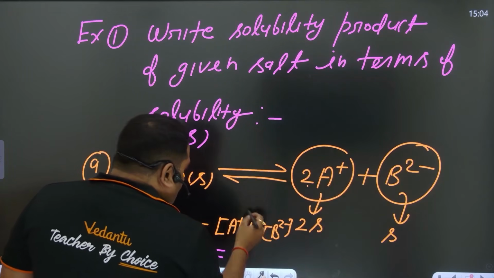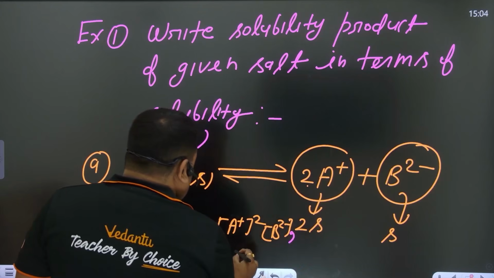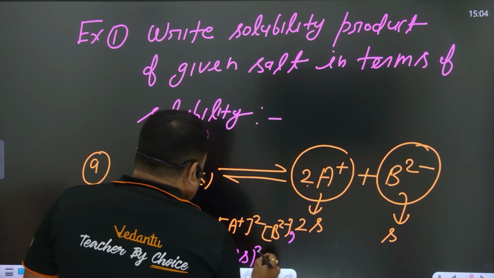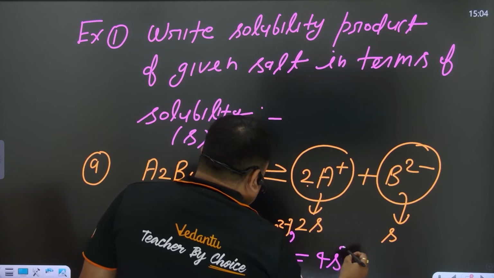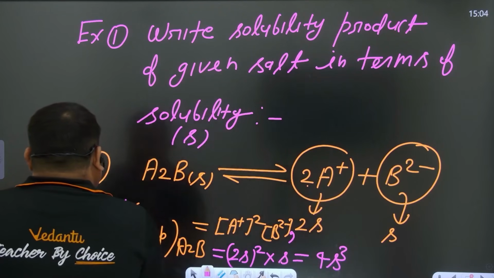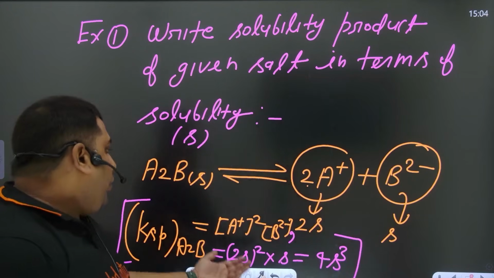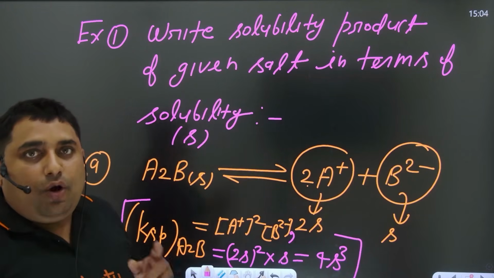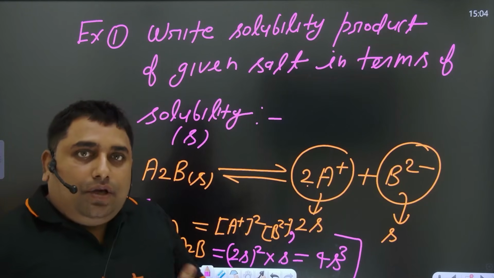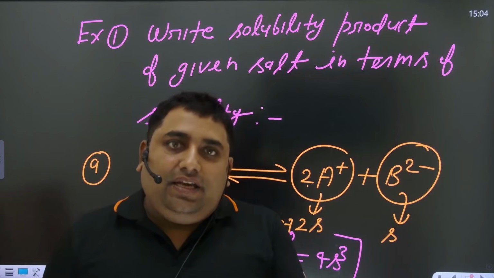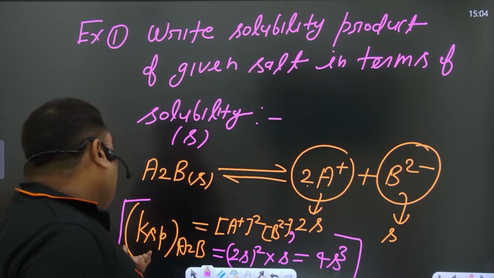Now you have to put the values here. The concentration of A positive ion is (2S) to the power 2, and here this is S, then you get 4S^3. So using this expression, you are able to calculate the value of solubility product. The value of solubility product is 4S^3. Now if solubility is given, then you just put the value of solubility here and calculate the value of KSP.